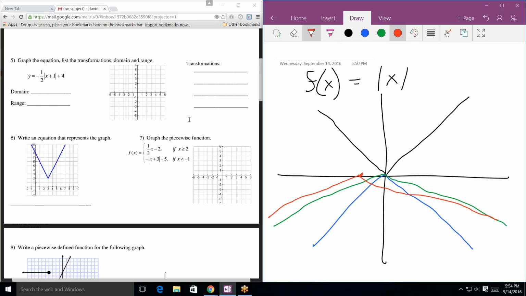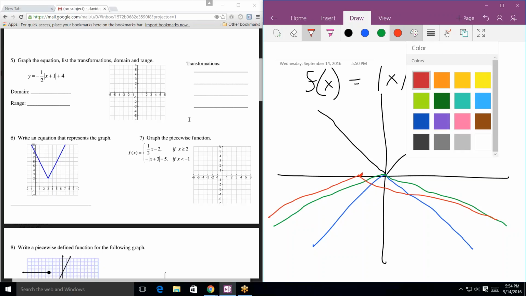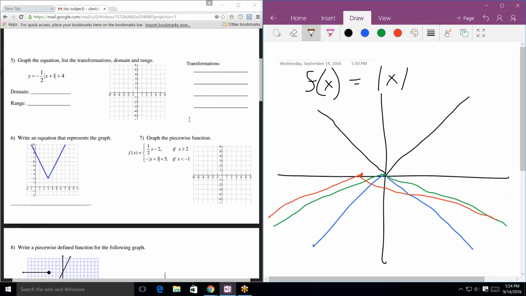And then finally, the vertical shift up, I'm going to do in that color. I'm just going to take my vertex and move it up 4 units. And you'll notice that vertical shifts do not change the shape, nor do horizontal shifts. The only thing that changes the shape are stretches and shrinks.